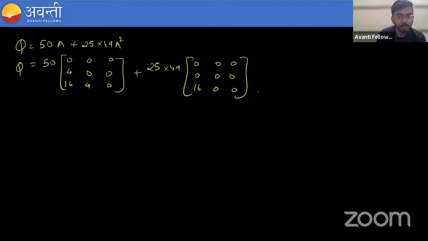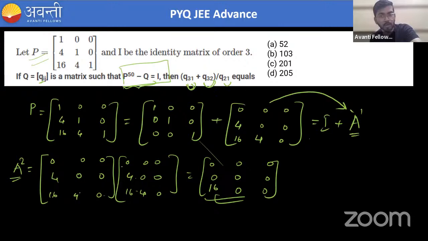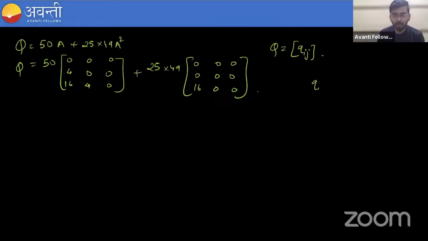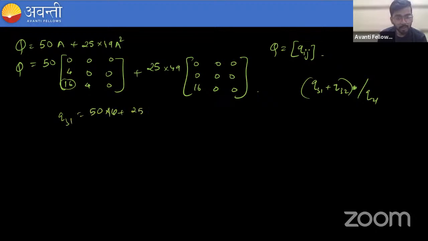So now we know that the elements of Q were written as Qij. What we are supposed to find out is (Q31 plus Q32) upon Q21. So what is Q31? 31 is this element, right? So Q31 will be 50 into 16 plus 25 into 49 into 16. Q31 comes one part from here and one part from here. Q32 will be 50 into 4 plus 0. This will come for Q32.